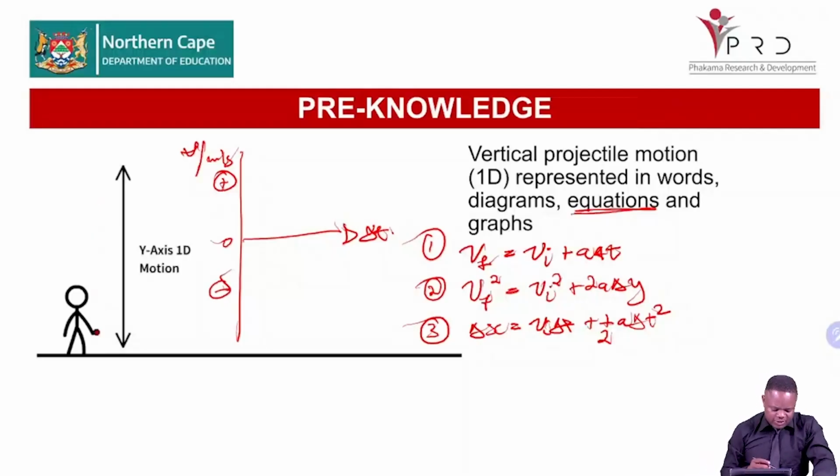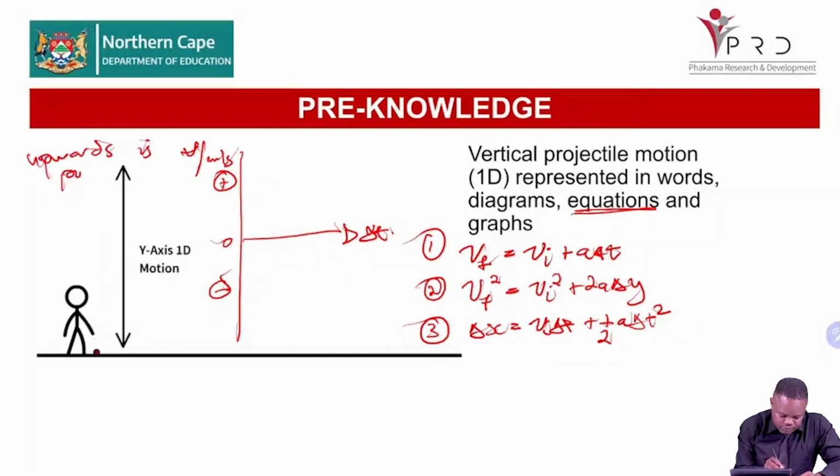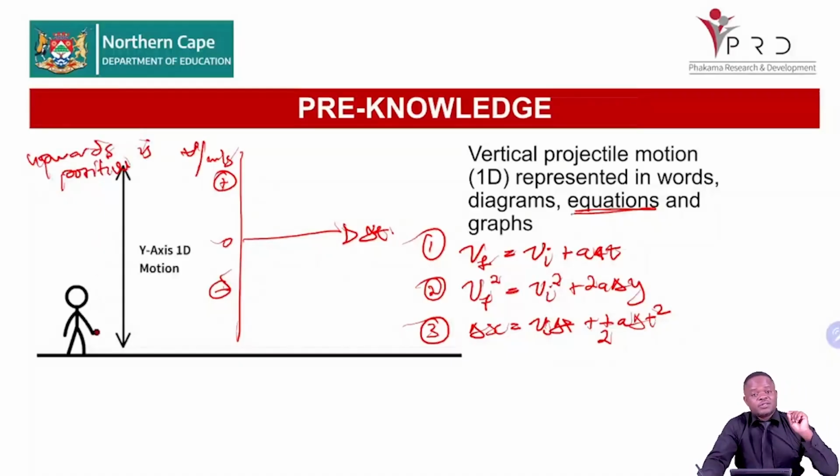Okay, now let's look at the man there who's throwing the ball upwards. If you are asked to plot that graph, typically the first thing that you need to do is to assign your reference positive direction. Let us say upwards is positive. Right, so it means as the object is going upwards, the velocity is positive. As long as it is going upwards, the velocity is positive.